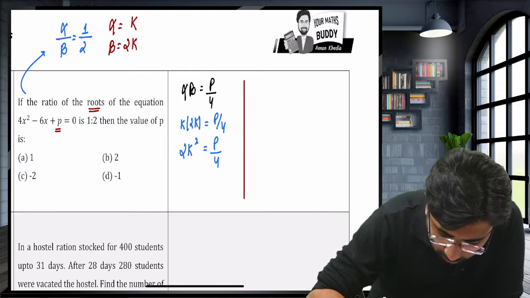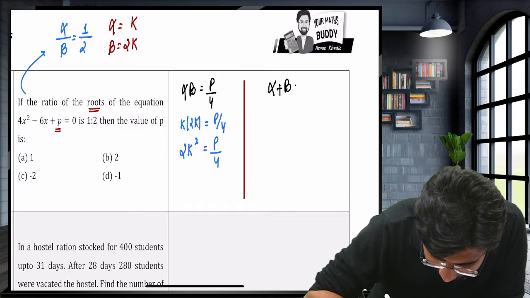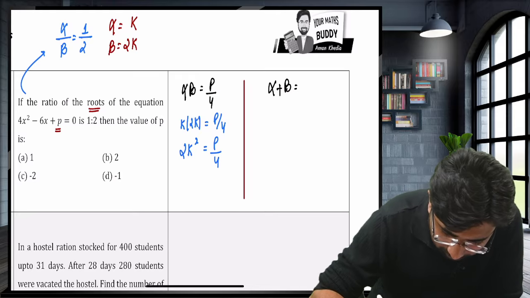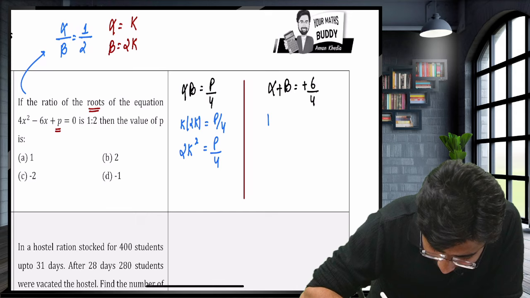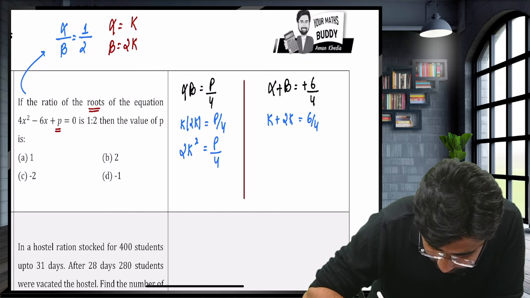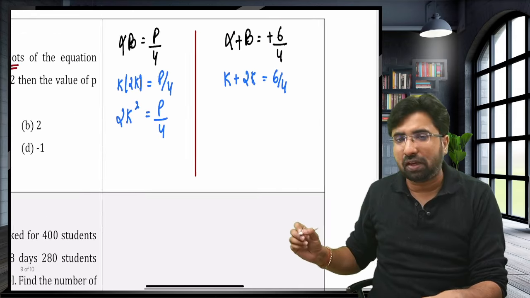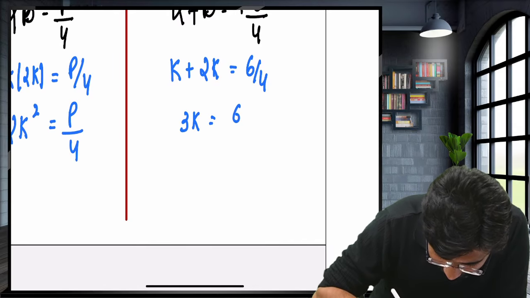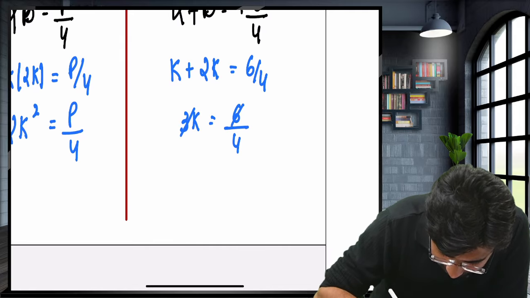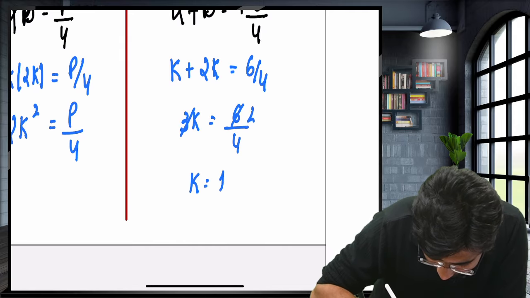One more thing you know, alpha plus beta is minus B by A, minus of minus 6 by 4. So guys, this is k plus 2k is 6 by 4. From here you will get the value of k. What is 2k plus k? 3k is equal to 6 by 4. Three twos are 6. So guys, k is 1 by 2.